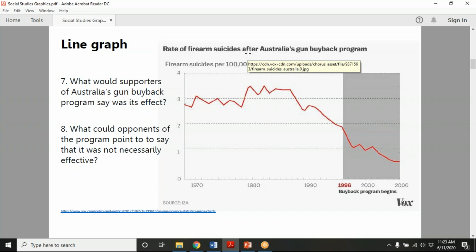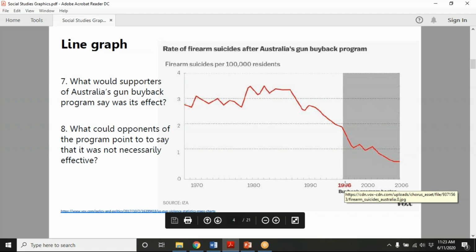So instead of passing a law and making it illegal, and people get upset and say the government's taking my guns, they offer to pay you. The government will buy your gun from you. That way you get some money and the government gets what it wants, which is fewer guns out there on the streets, especially big semi-automatic weapons. So it's happened before. Australia did it. Okay, it looks like they did it in 1996 and it continued to 2006. So that's the gray period.